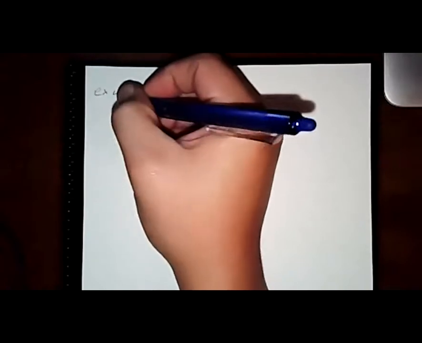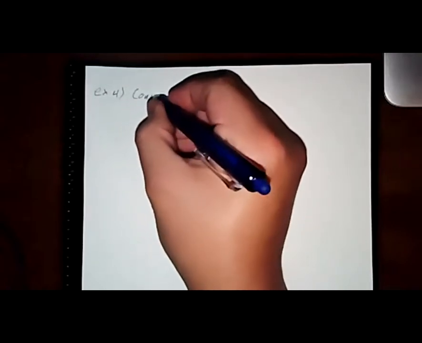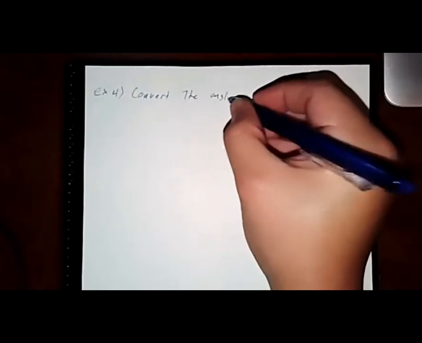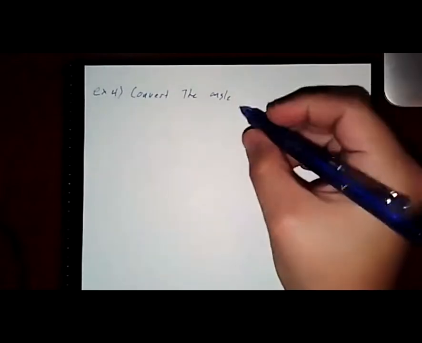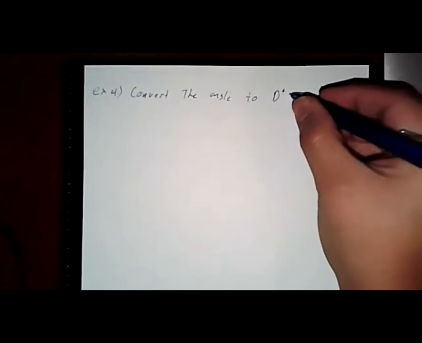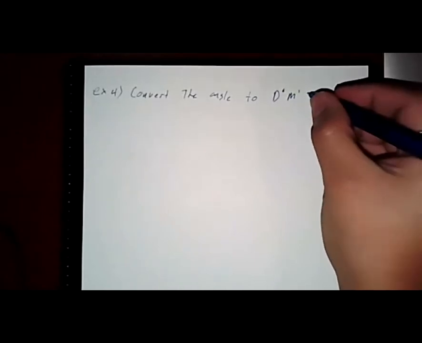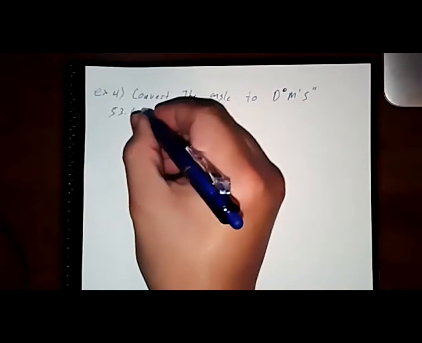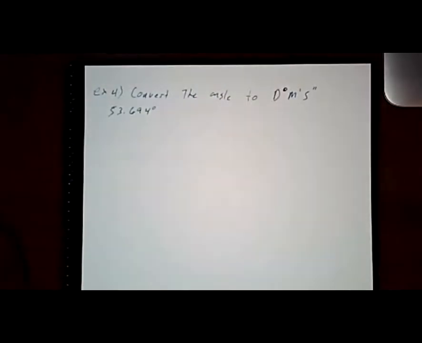All right, let's do it the other direction. Example 4. Convert the angle to degrees, minutes, seconds. Oops, somebody's trying to get into class. Let me fix that. That's supposed to be a degree symbol. All right, so 53.694 degrees. So we go the other direction, right?